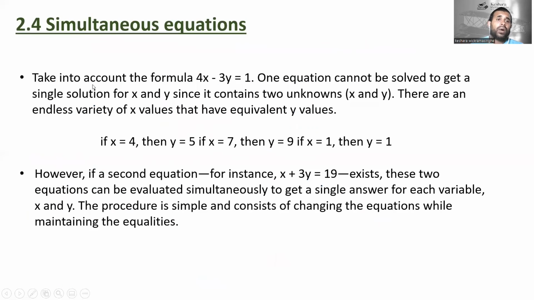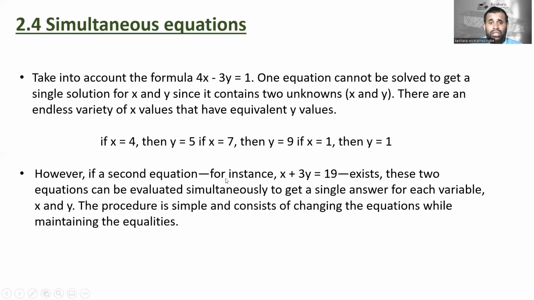All right, so now simultaneous equations. Take the formula 4x minus 3y equals 1. One equation cannot be solved to get a single solution for x and y since it contains two unknowns, x and y. There are an endless variety of x values that have equivalent y values. So if x equals 4, then y equals 5. If x equals 7, then y equals 9. If x equals 1, then y equals 1.